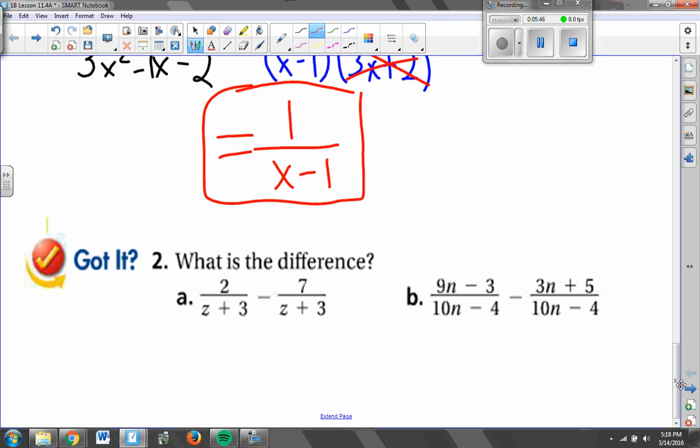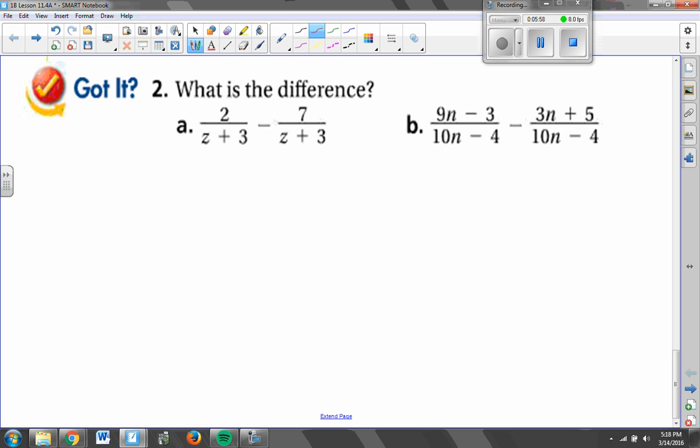I would like you to try these two. In letter B, see if you can factor something out, not necessarily in parentheses, but just try to pull something out and cancel if you can. So pause the video, take a look at these two problems here, and then come on back, I'll show you what we should get.